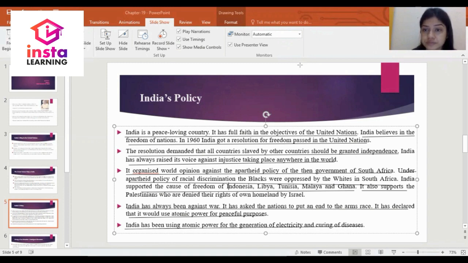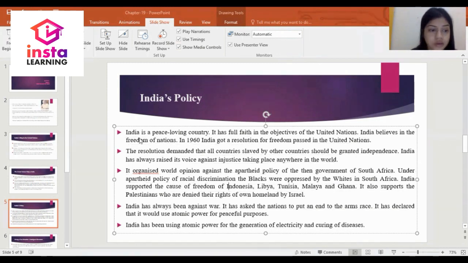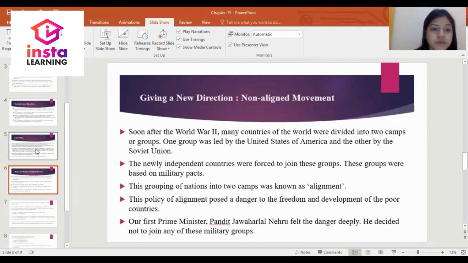So, let's move ahead and understand about giving a new direction, the non-aligned movement. So, what is the non-aligned movement? This is very important, which you should know. That is NAM, called the non-aligned movement.